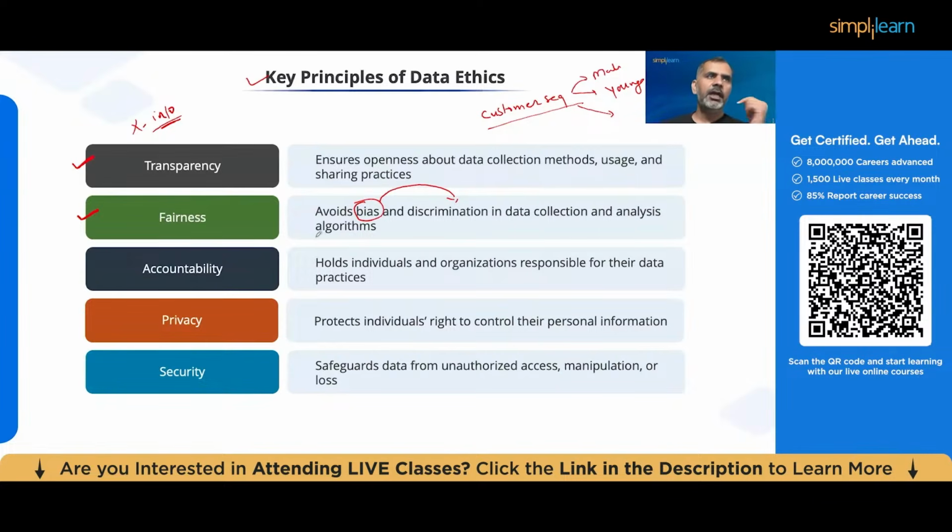participation in it. Another example we can think of: let's suppose I am building a model for resume scrutinization. Okay.